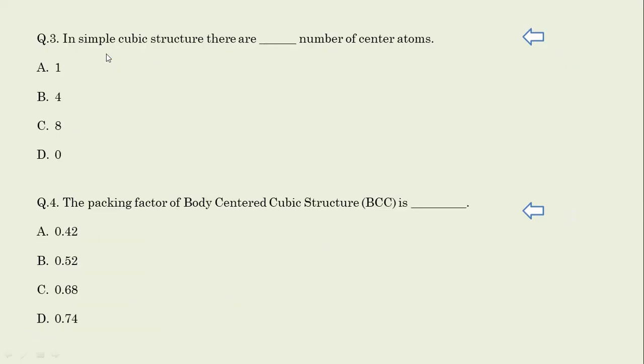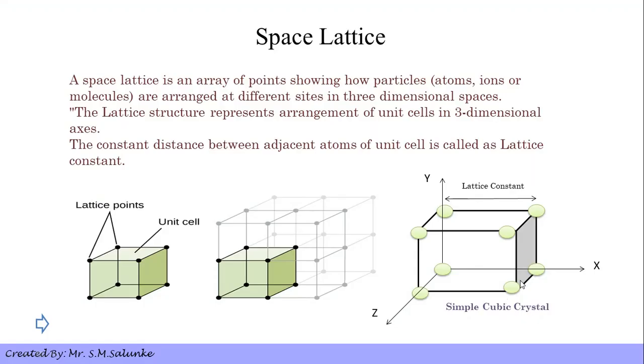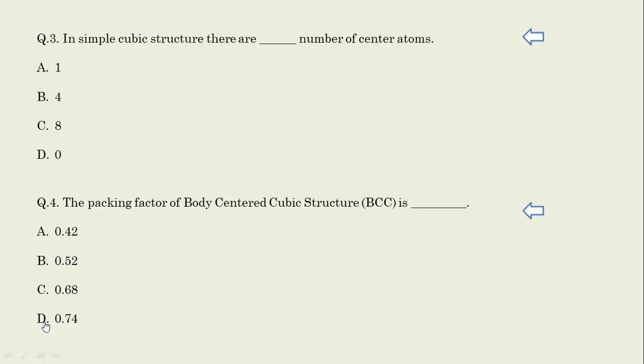Let's look at question number 3. In a simple cubic structure, there are dash number of center atoms. We know the simple cubic structure has 8 corner atoms, but let's see if it has any center atoms present in it. Here this is a representation of simple cubic crystal. As you can see, it only has 8 corner atoms but no center atom. So here the answer is D, that is 0.